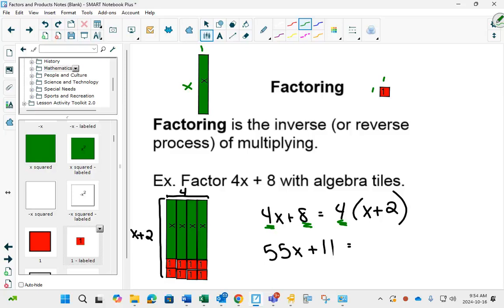And one way that we show, do you remember distributing last year in grade 9? So if you had that answer of 4 times x plus 2, that 4 would multiply by the x to give you the 4x. And the 4 would multiply by the 2 to give you the plus 8. What's the biggest number that can divide both 55 and 11?